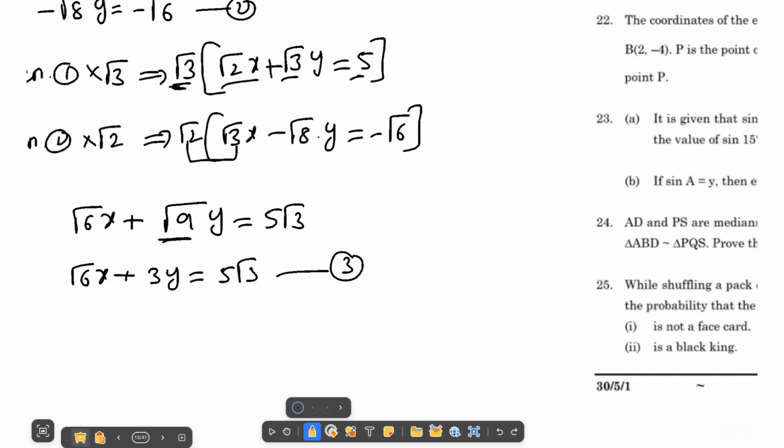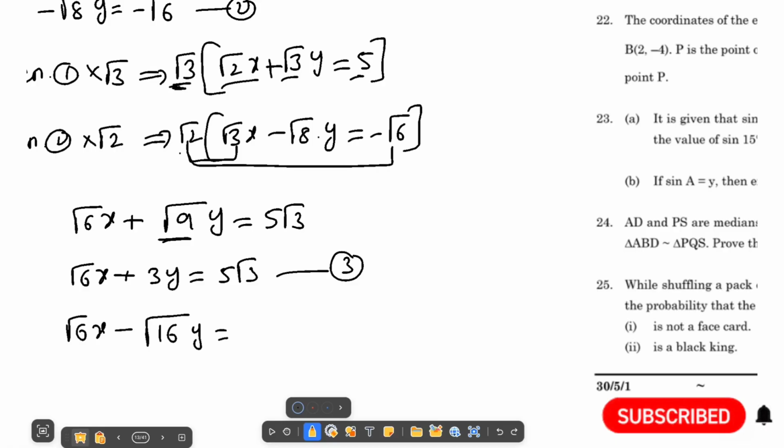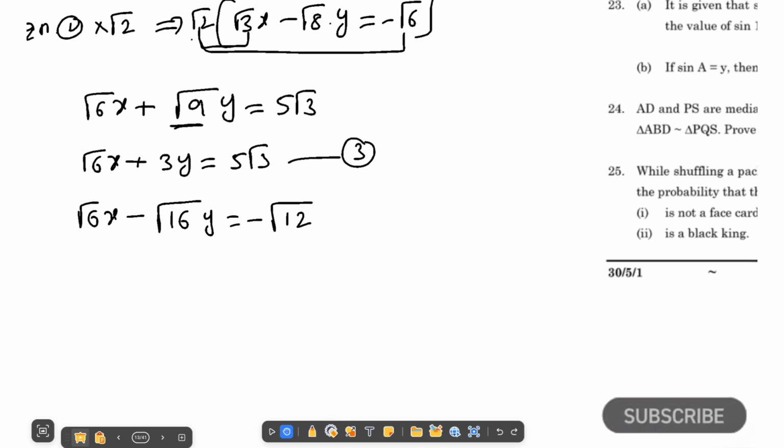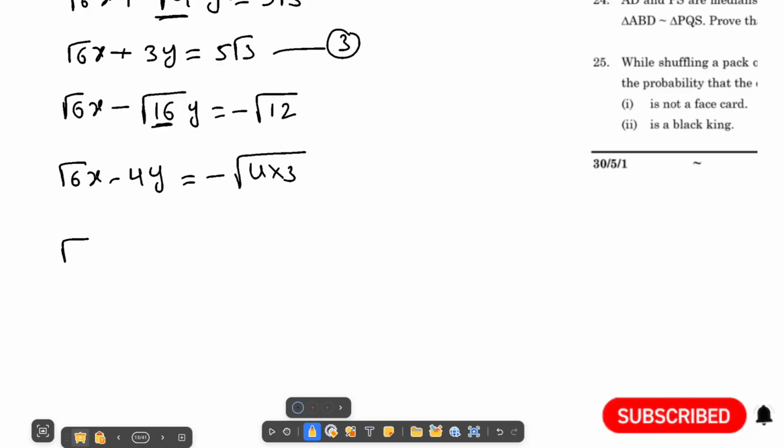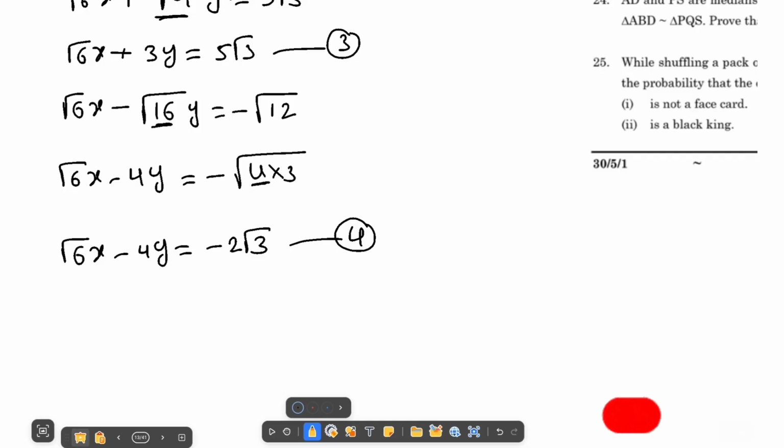Now let's take this one. So root 2 into root 3, so root 6x minus root 3 into root 18, so root 8, so it is equals to root 16y is equals to, next root 3 into this minus 6, it is equals to minus root 12. So here root 6x minus root 16 is 4, so 4y is equals to minus root 12. This root 12 can be written as root 4 into 3. So it is equals to root 6x minus 4y is equals to root 4 is 2, so minus 2 root 3. So let this equation 4.